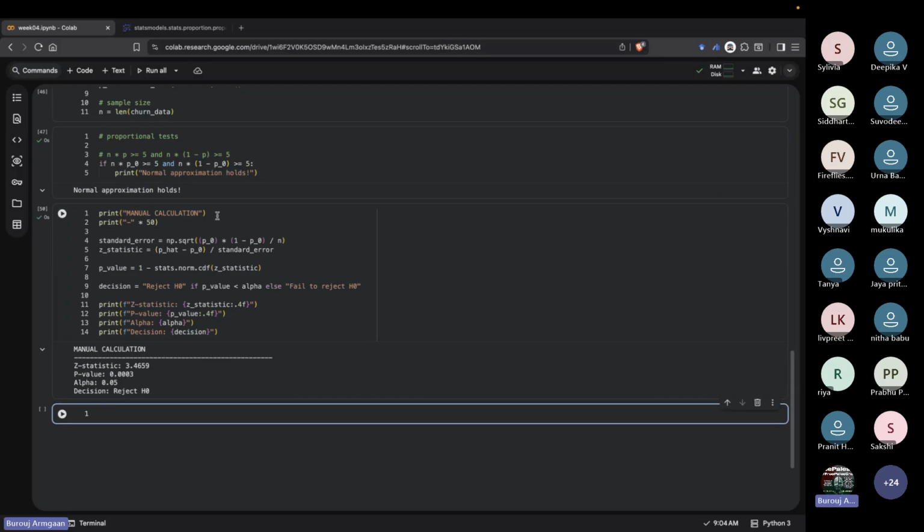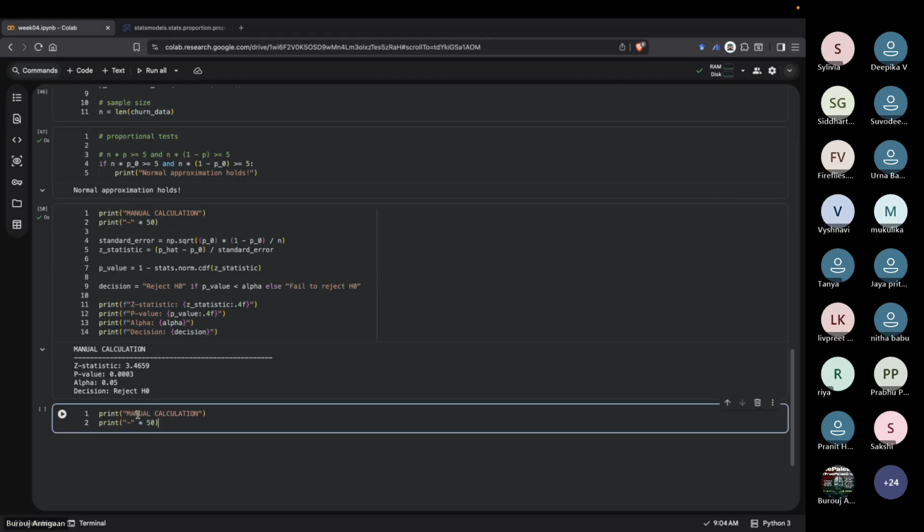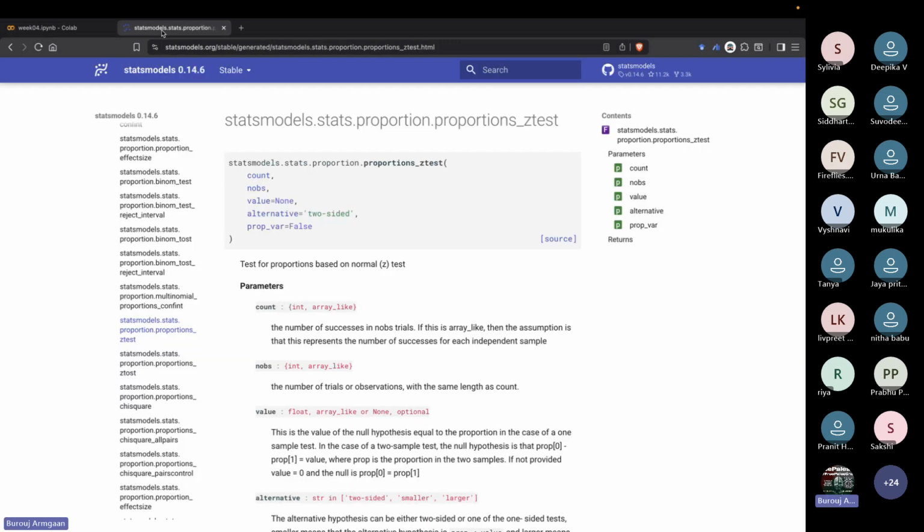Okay, let's do a library version. For the library calculation, we will use this particular library called statsmodels. This is an alternative to SciPy. It has a lot of additional tests if you are a statistician. SciPy is good, NumPy is also good, but if you want to go into pure statistics, then statsmodels pretty much covers everything. So we want to use this one, that is proportions z-test.